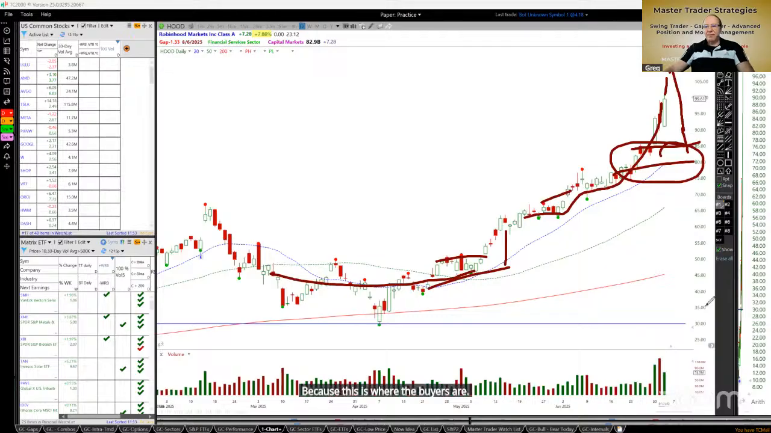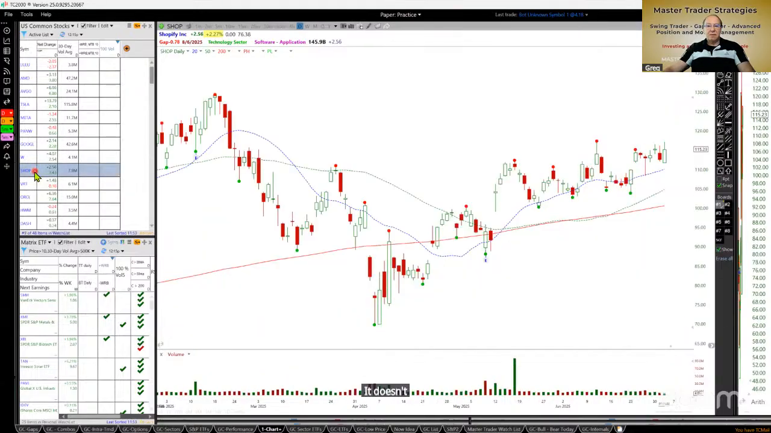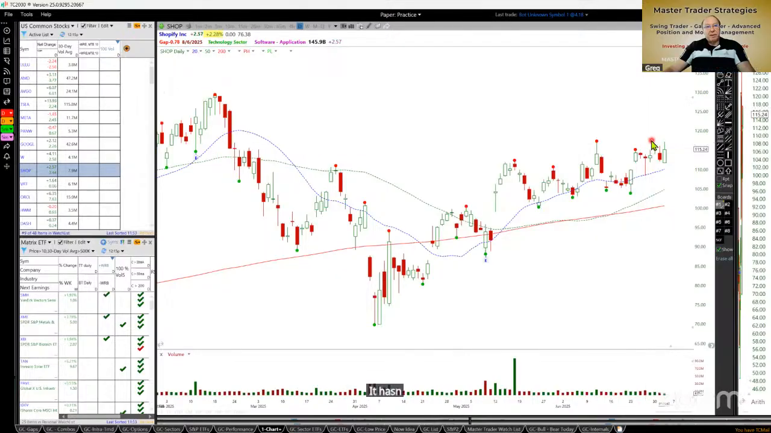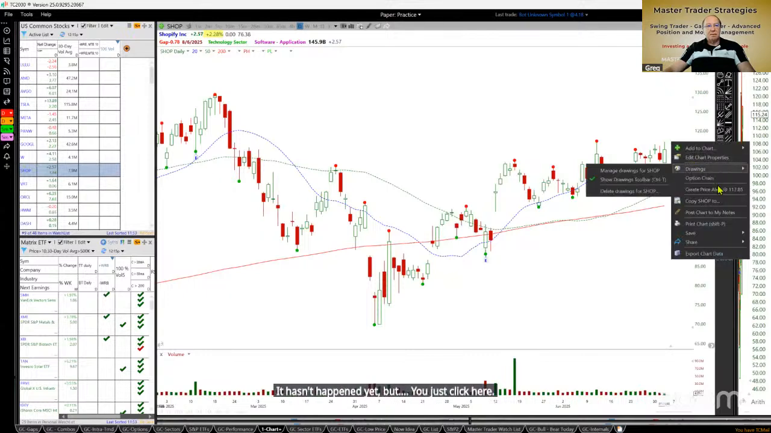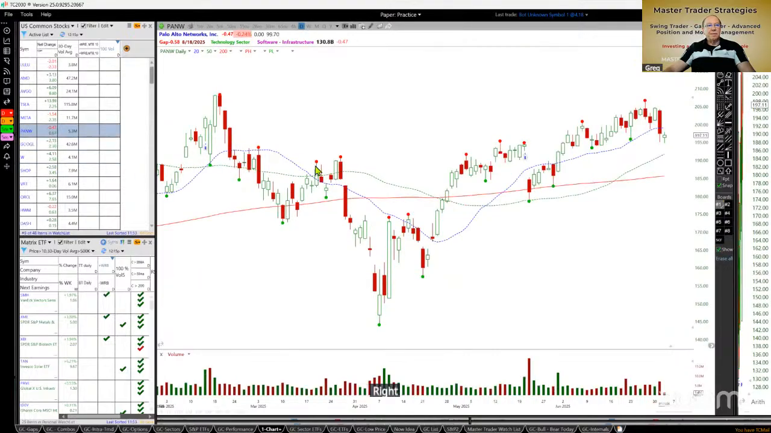FT is saying RSI, stochastics above 80. Yeah, so there are different indicators. Is something overbought? Is it oversold? But again, as you start to apply MTS, it doesn't matter. It all applies the same way. This stock is erratic, but it's bottomed out. If it can clear these highs, I believe it'll go up to 125. It hasn't happened yet, but you just click here and set an alert and let the computer watch it.